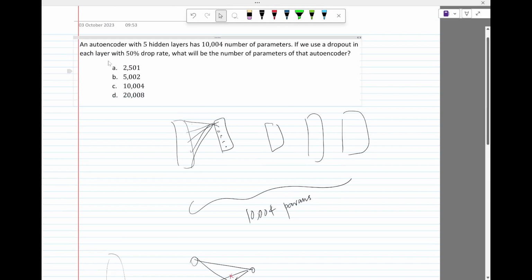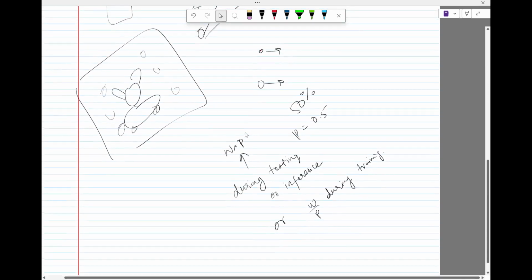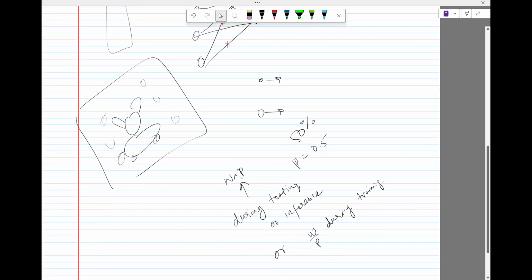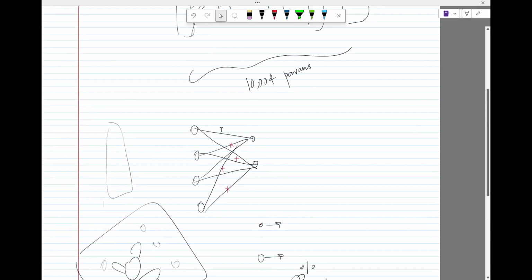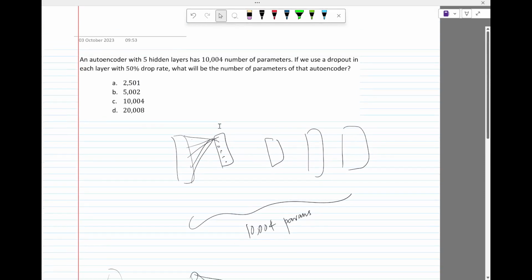If we use dropout in each layer with 50% drop rate, what will be the number of parameters of that autoencoder? The number of parameters will still remain the same, right? Because in your final model, you are using all the weight parameters scaled by your dropout rate. So the number of parameters will remain the same no matter how much dropout you're using, 10,004. Any doubts in this?